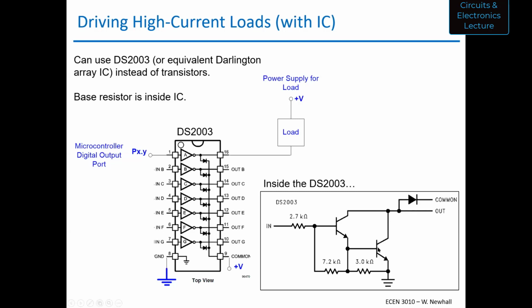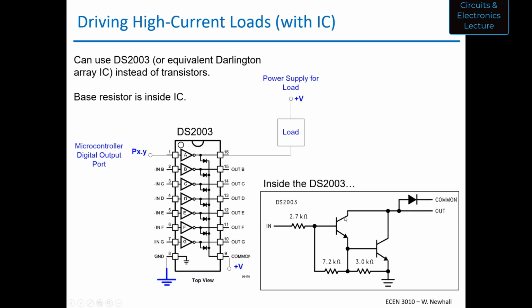The output is either pulled to ground, connected to ground, like this is a switch, or it's left open if these transistors are in cutoff. So this is like the output of the comparator chip that we talked about when we were covering comparators. Don't worry about that diode. We'll talk about that when we get to motors.